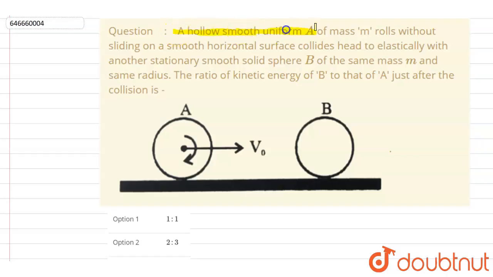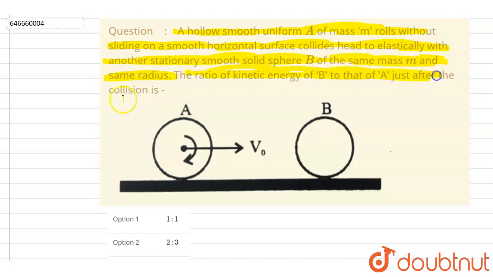Hello everyone. A hollow, smooth, uniform shell A of mass m rolls without sliding on a smooth horizontal surface and collides head-on elastically with another stationary, smooth, solid sphere B of the same mass and the same radius. The ratio of the kinetic energy of B to that of A just after the collision.